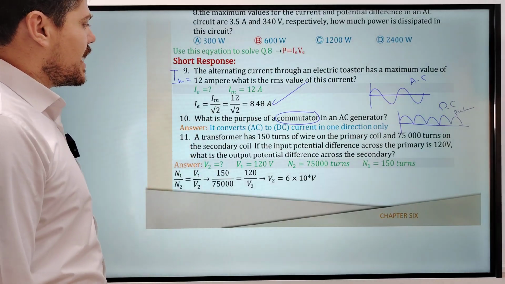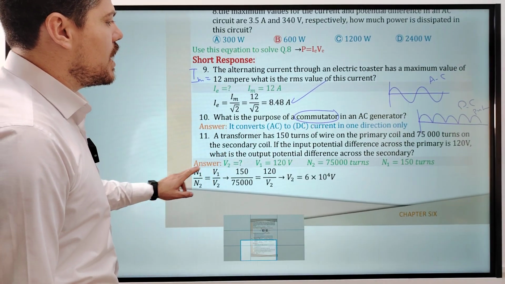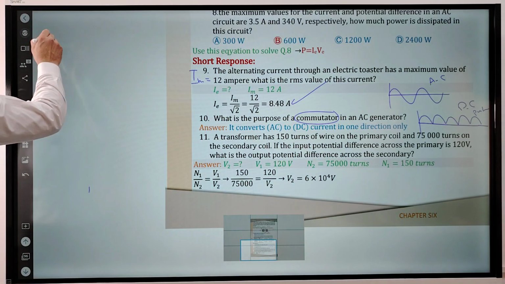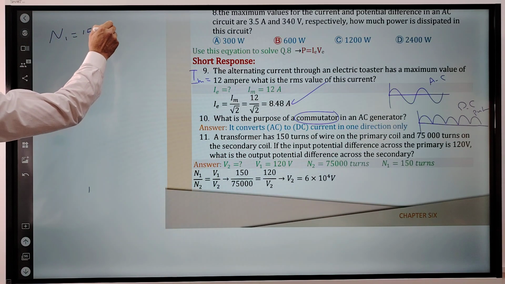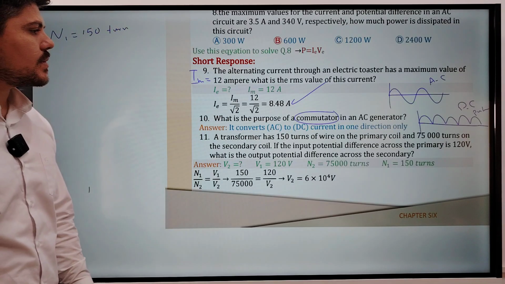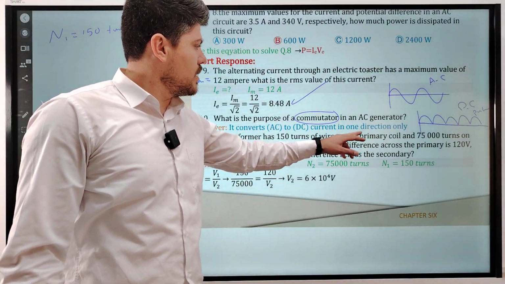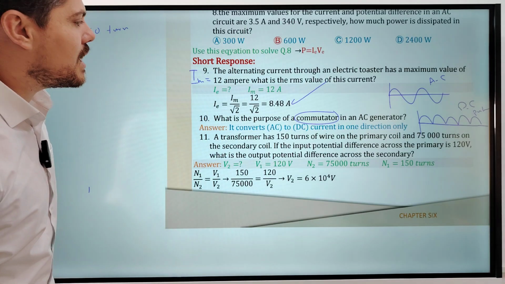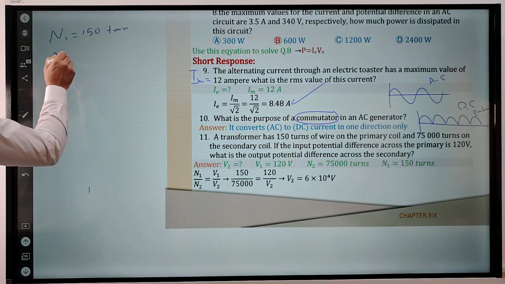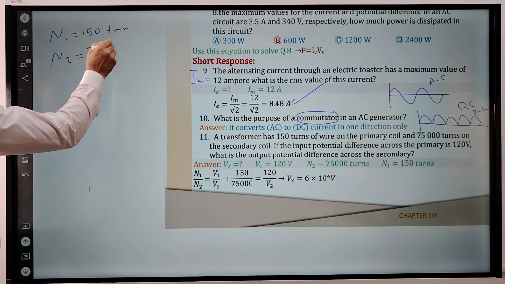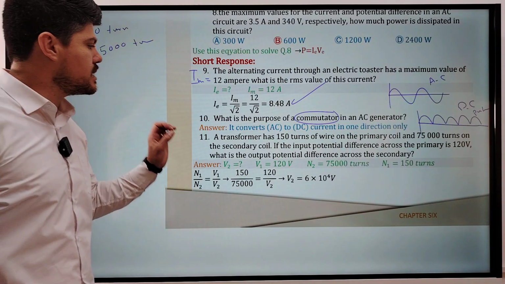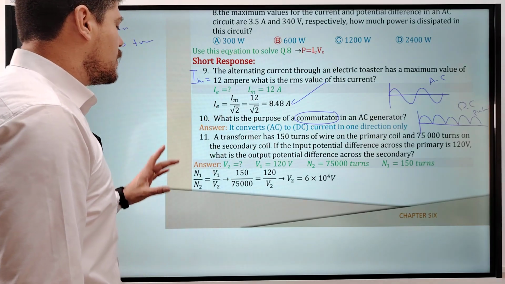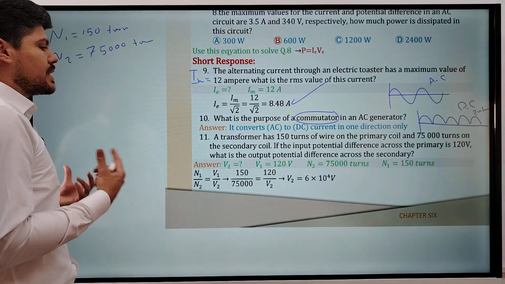A transformer has 150 turns of wire on the primary coil, which means that N1 is equal to 150 turns in the primary coil, and 75,000 turns on the secondary, N2 is 75,000 turns. So this type of transformer is a step-up transformer. How did you know? Because N2 is bigger than N1.